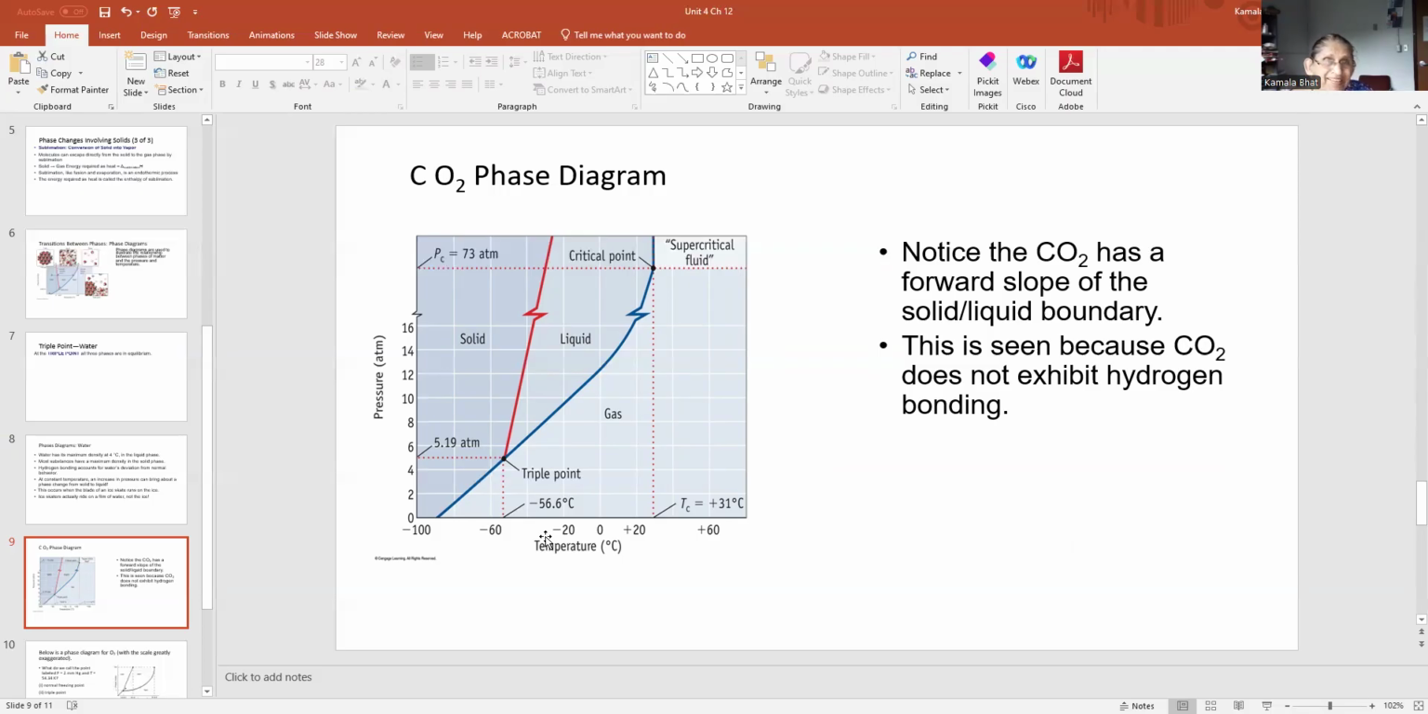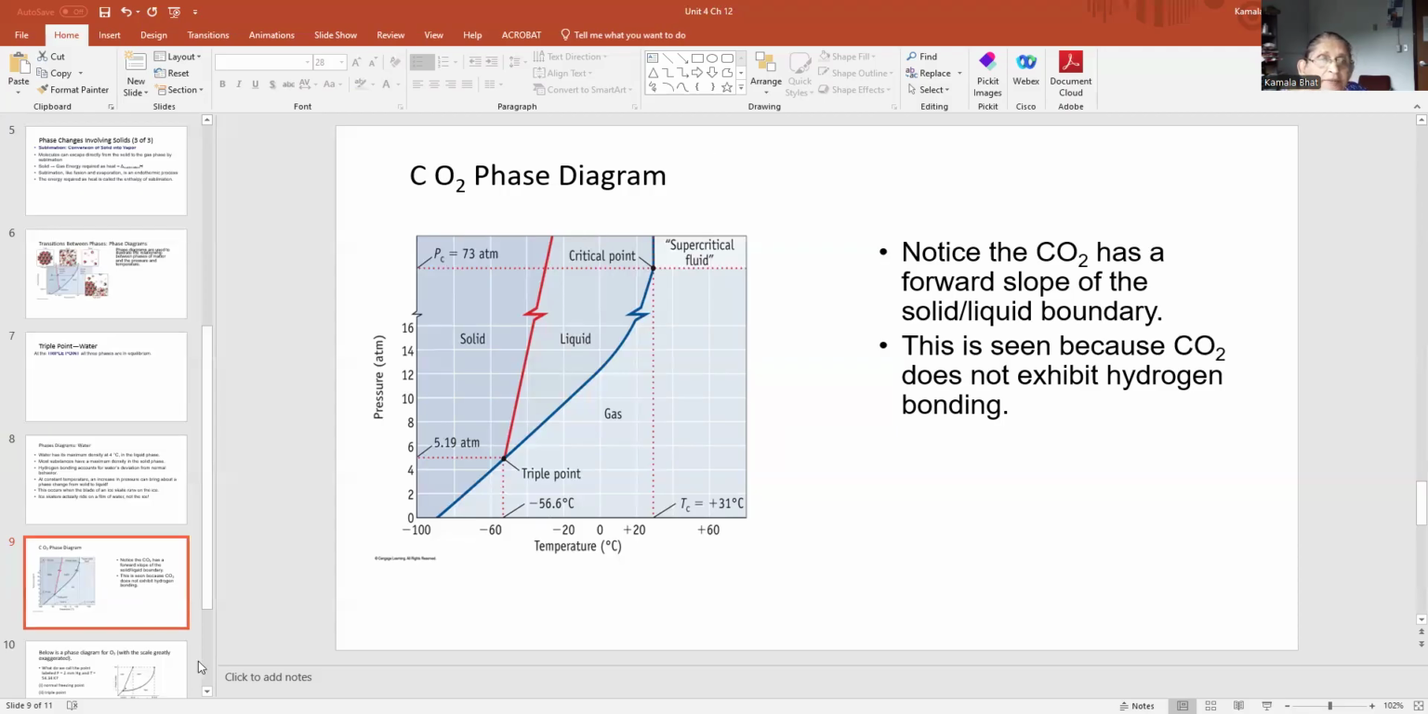Now, in this particular graph, you will see some of the most important items that you learned in your chapter number 11, especially when it comes to the liquid state. First of all, we see that carbon dioxide has a forward slope of the solid-liquid boundary. The solid and the liquid boundary, we see that the straight line from the triple point is falling towards the right and not towards the left. This is seen because carbon dioxide does not show any hydrogen bonding, and so it has a positive slope.